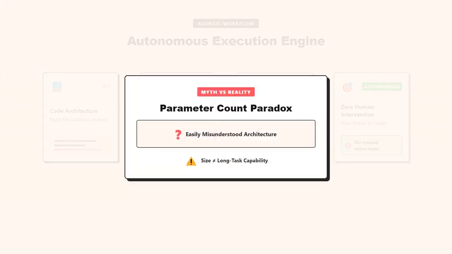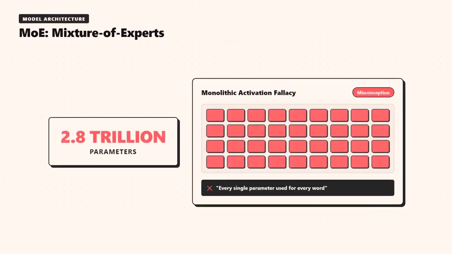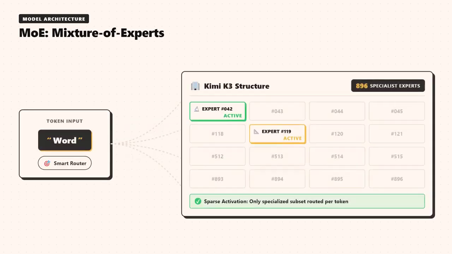But the parameter count is also very easy to misunderstand. When people hear 2.8 trillion parameters, they sometimes assume every single parameter is being used for every word the model generates. That isn't what's happening.